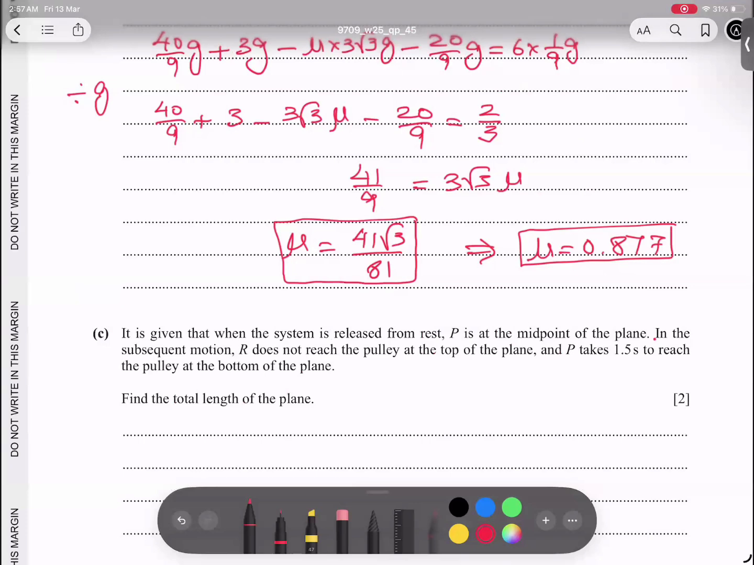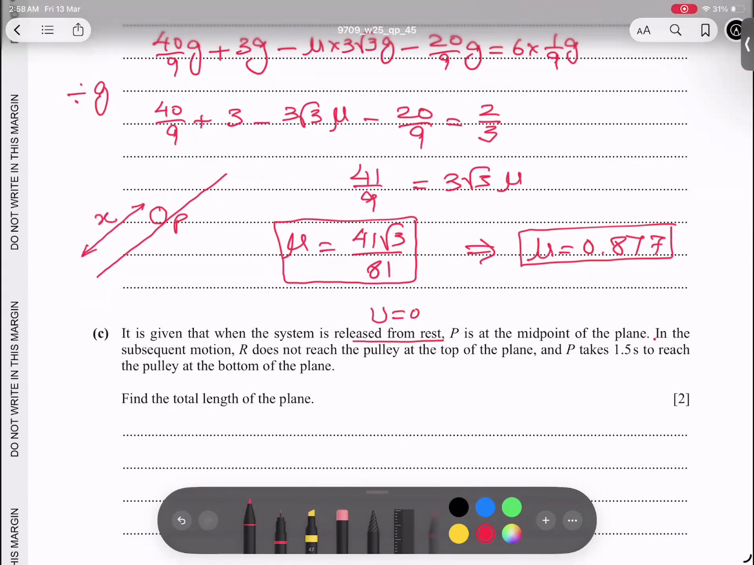Let's talk about part C. It is given that the system is released from rest, and P is at the midpoint. Released from rest means the starting velocity is 0. P is in the middle of the plane. I'll show some idea here: this is an inclined plane. P is exactly in the middle, so the total distance to reach the pulley, let's say, is x.